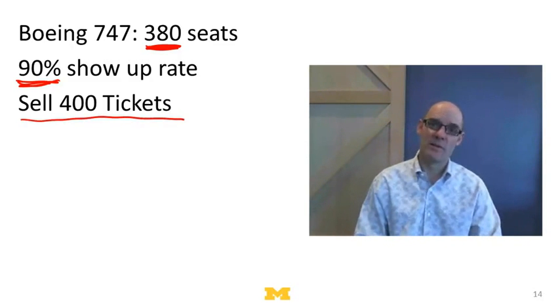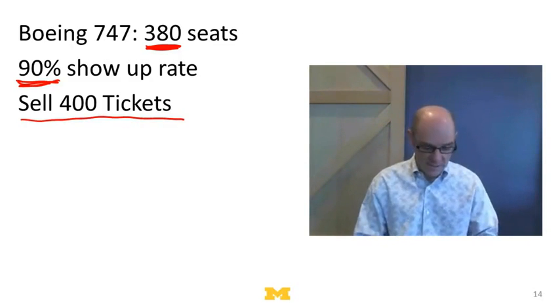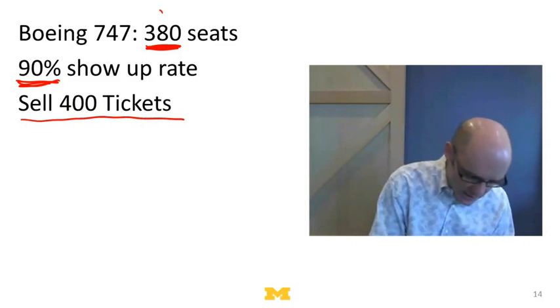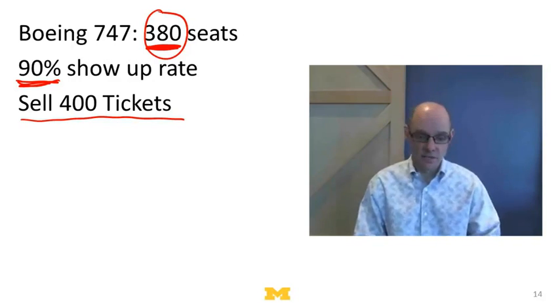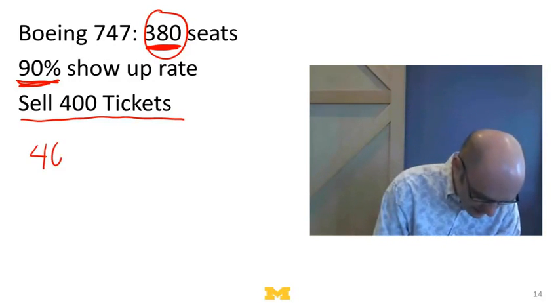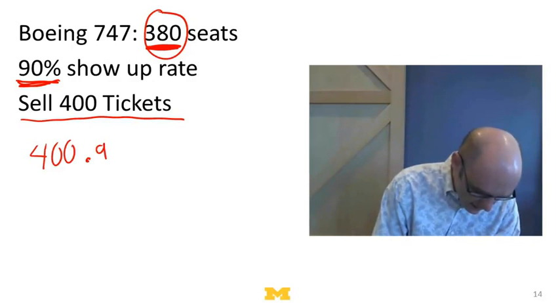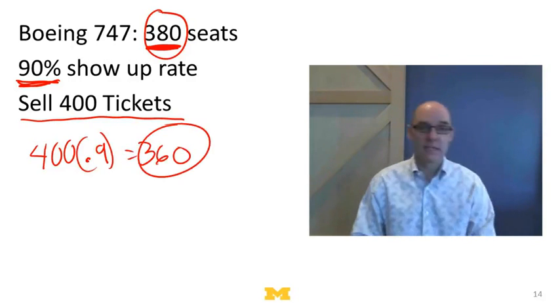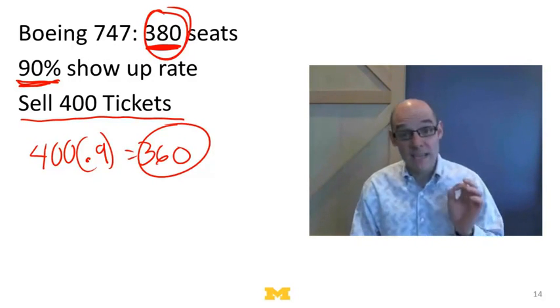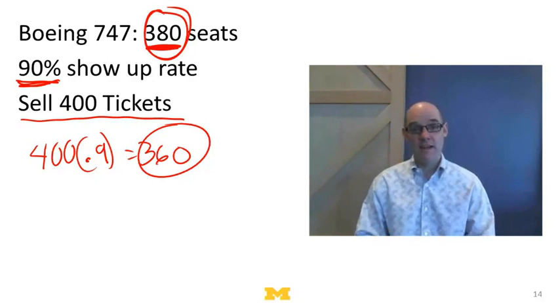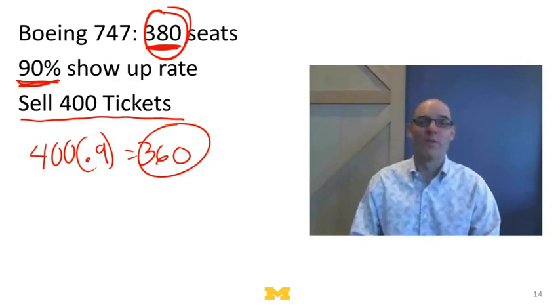Now we want to try to get some understanding, like, okay, what does that mean? What's the likelihood if we sell 400 that we're going to have more than 380 people show up? Here's where the model can help us, because it'll tell us what the mean is. It'll also tell us what the standard deviation is. So the mean, right, if I sell 400 tickets and on average 90% of people show up, that means I should see on average 360 people. That's less than 380 seats, so I should be fine. But what I care about, right, is more than 380 people show up.